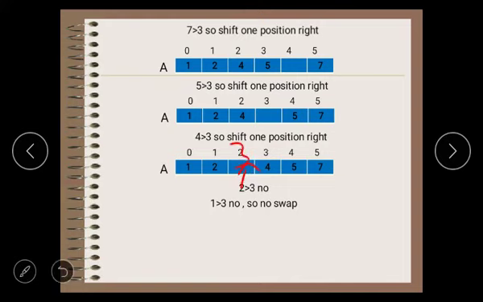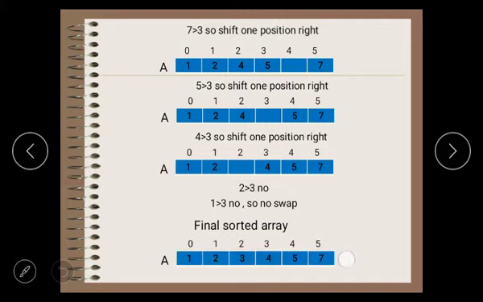After that the final array looks like this. So there are no more elements in the unsorted array. So the final sorted array should look like this. So this is the example of the insertion sort.